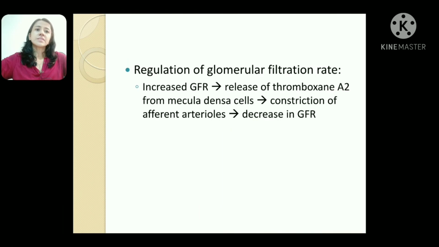So the third function is regulation of glomerular filtration rate. As we have discussed, when there is an increase in the glomerular filtration rate, thromboxane A2 is released from the macula densa cells, which causes constriction of afferent arterioles and a decrease in the glomerular blood flow, which in turn decreases GFR. So this is all about the juxtaglomerular apparatus. Thank you.